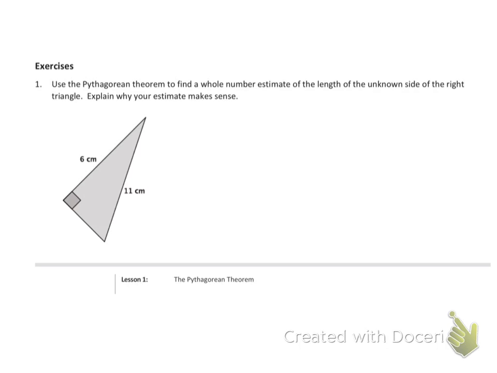So go ahead and pause the video, and the directions here say to use the Pythagorean theorem to find a whole number estimate, so just the closest whole number for the length of the unknown side of the right triangle. And then explain why your estimate makes sense. And that would be by showing the nearest perfect square numbers. Okay, so work on that and then come back and we'll correct those together and then you'll be ready for the problem set.